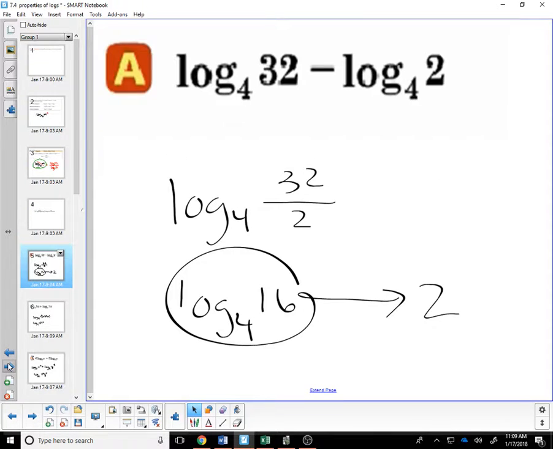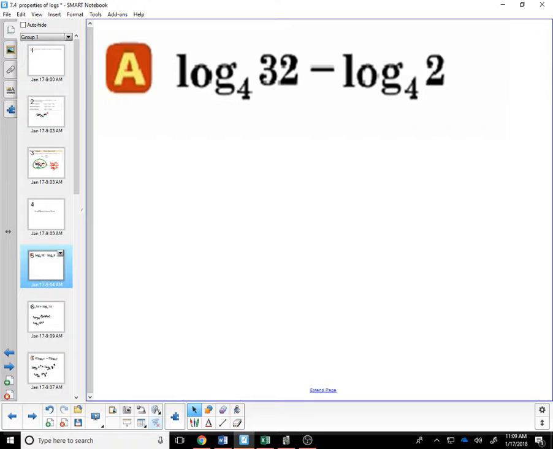Here we go. I've got these two logarithms. I'm trying to condense it, I'm trying to simplify it. I see that I'm subtracting the two. And what is subtraction related with? Division. So I'm going to turn these into a quotient.